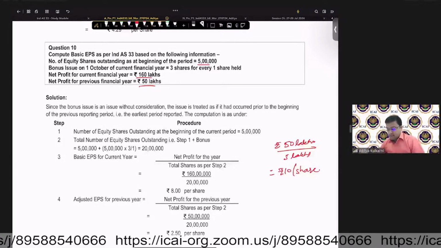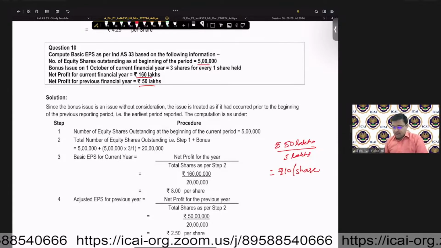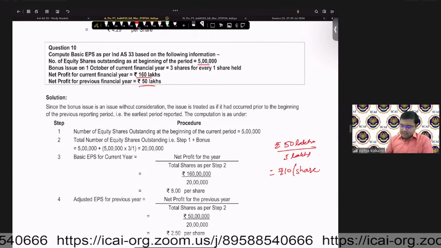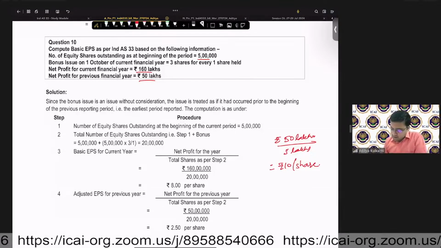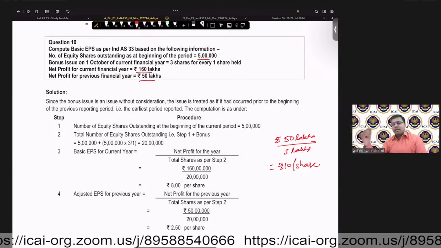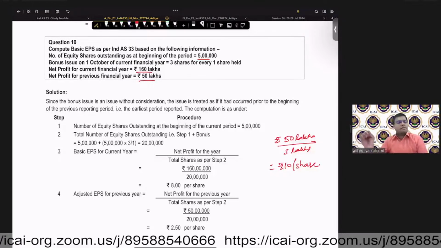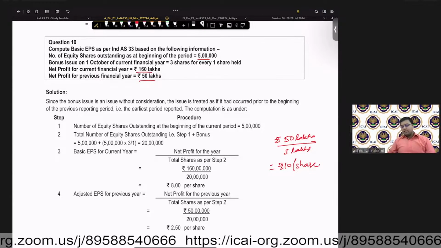Coming to the next, profit for the current financial year, I would take 160 lakhs. Bonus issue would be how much? Bonus issue would be 3 shares for every 1 share held. I am holding 5 lakhs, so 5 lakh would become 5 lakh into 3, that is 15 lakhs. So 15 lakhs would be the bonus shares.